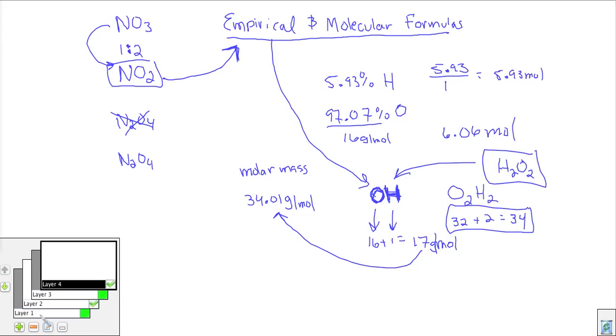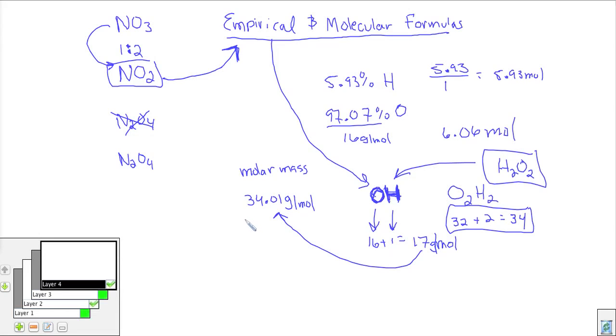All right, I'm going to go ahead and do one more example for you on an empirical formula. And so we're going to go ahead and use masses right here.